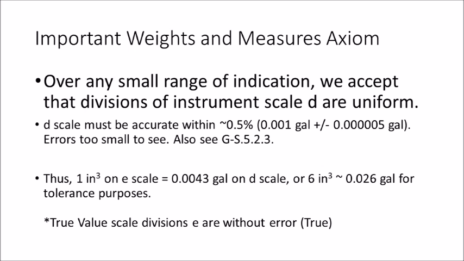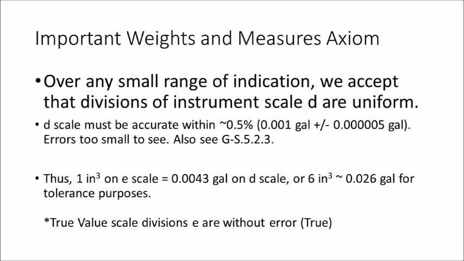And how does this work? How can we read the error from the instrument scale? Well, it comes from a very simple axiom. Over any small range of indication, the instrument scale divisions d are uniform.